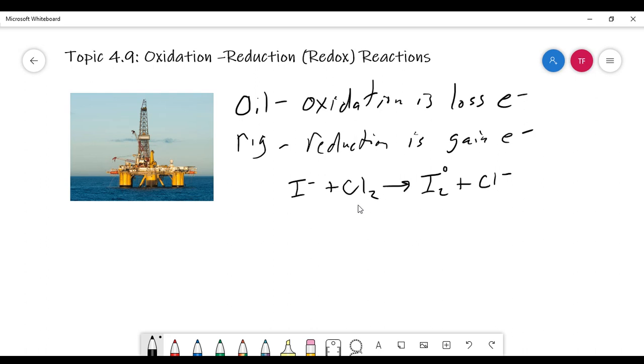What's being reduced? Let's look at the chlorine. The chlorine has zero charge initially, and then it becomes negatively charged. So this neutral substance must have gained electrons in order to become negatively charged. So the chlorine is being reduced. The term reduced has to do with charge. The charge is going down, it's being reduced, and that's where we get the name reduction: lowering the charge.